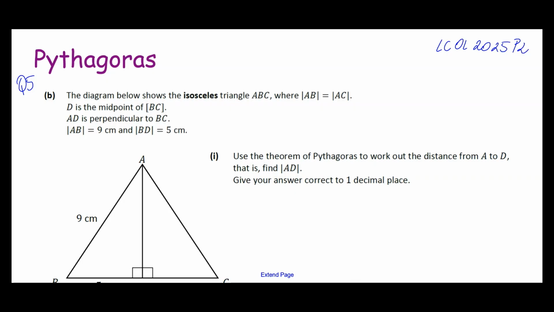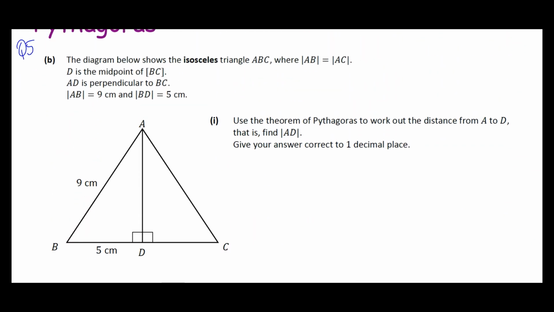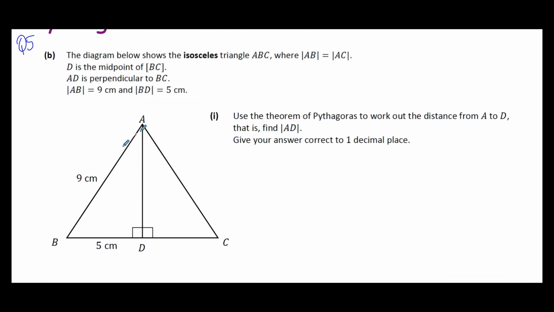Let's see how Pythagoras is examined in our question. The diagram below shows the isosceles triangle ABC. So we can see we have an isosceles triangle. That is 9 centimeters, and that is AB and AC, that is 9 centimeters as well. D is the midpoint of BC.